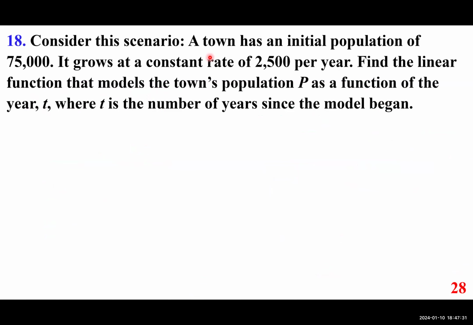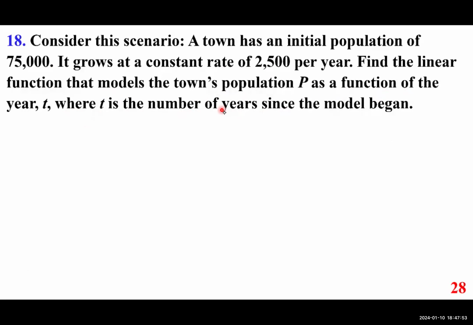Consider the scenario: a town has an initial population of 75,000. It grows at a constant rate of 2,500 per year. Find the linear function that models the town's population P as a function of the year t, where t is the number of years since the model began.